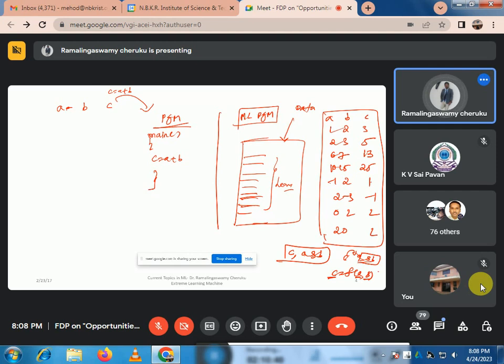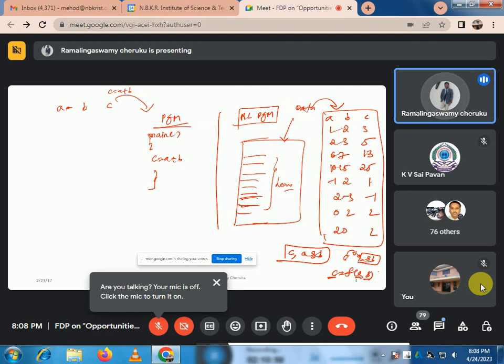I want to try to find out the relationship between A, B, C. I don't know the functionality. I have to read this data and tell what the relationship between A, B, C is. Can anybody tell what the relationship between A, B, C is if I give this data?